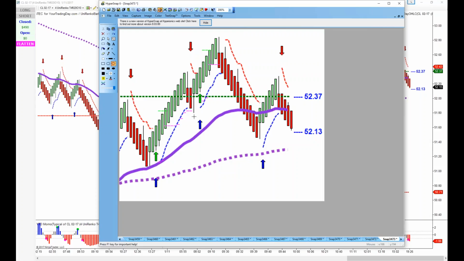Then what happens? Oh, look. Look, Steve. I got another blue arrow. What does that mean? It tells me to get in again. I ride this up a little ways. This is a smaller trade. It gets me my 10 ticks. I move my stop loss into profit. Another profitable trade. Cool, right?